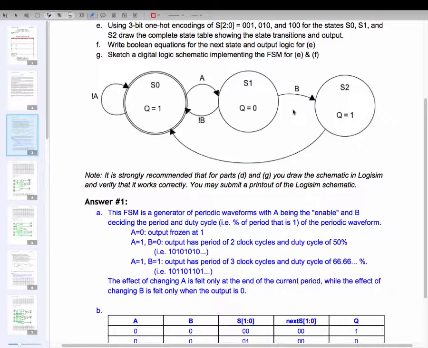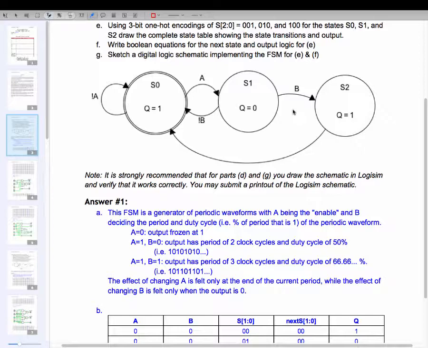So I said this is a periodic waveform generator, where A is an enable signal and B decides the period and duty cycle of that periodic waveform. So A equal to 0, output is frozen at 1.